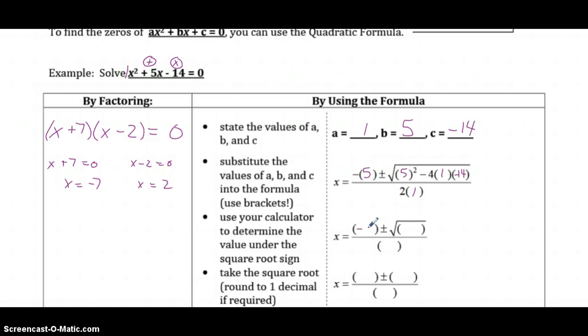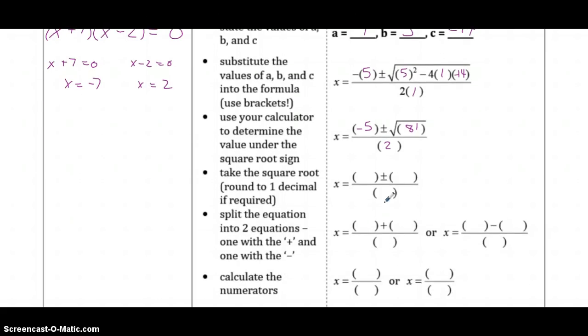Simplify it all up. So that negative out front with my 5 makes that negative 5, plus or minus. Punch this guy into my calculator. So 5 squared minus 4 times 1 times negative 14. Punch it all in one shot, otherwise you have to be careful and think about BEDMAS if you're going to do it in steps, but you should get positive 81. 2 times 1 on the bottom is just 2. So we're going to simplify up that root.